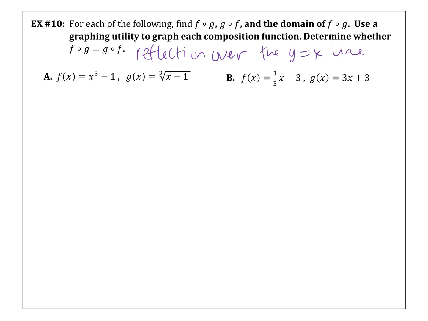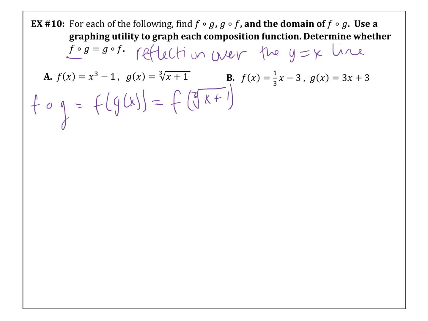Okay, but since you can't, we're going to sneak ahead and do a little bit of algebra before the next unit. So algebraically, to prove that these are equal to each other, we're just going to do the math. It says prove or determine whether f composed of g equals g composed of f. So we're just going to solve both. We're going to do f composed of g of x, which equals f composed of the cube root of x plus 1.